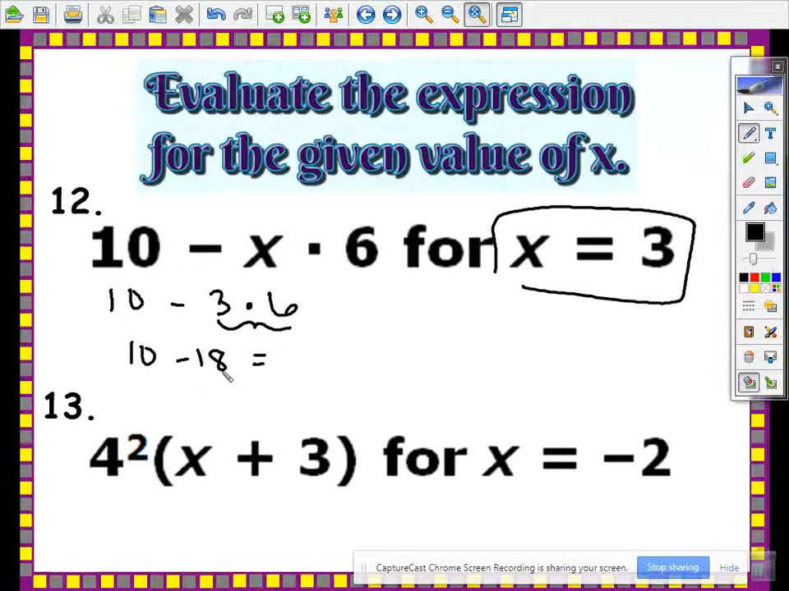10 take away 18 is a negative 8. That is the same as 10 plus a negative 18. You would take the difference and keep the sign of the larger one.